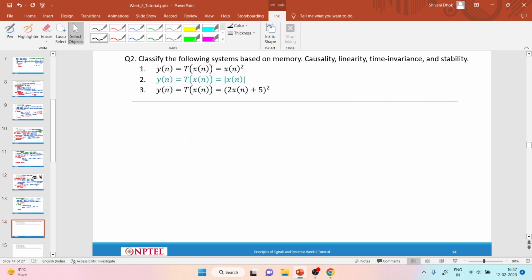Okay, let us look at the second part of this question. So this is the system that is given to us. Again, first we'll look at memorylessness and causality, and if we look at this point, again it is only depending on the current value of input, which means that it is memoryless and it is causal. Next, let us look at linearity. So for that, we'll first look at additivity.